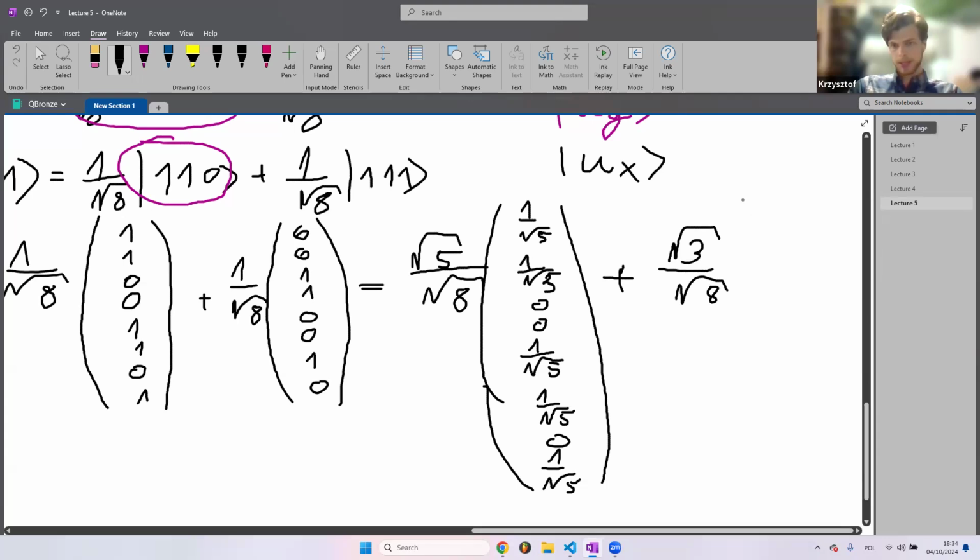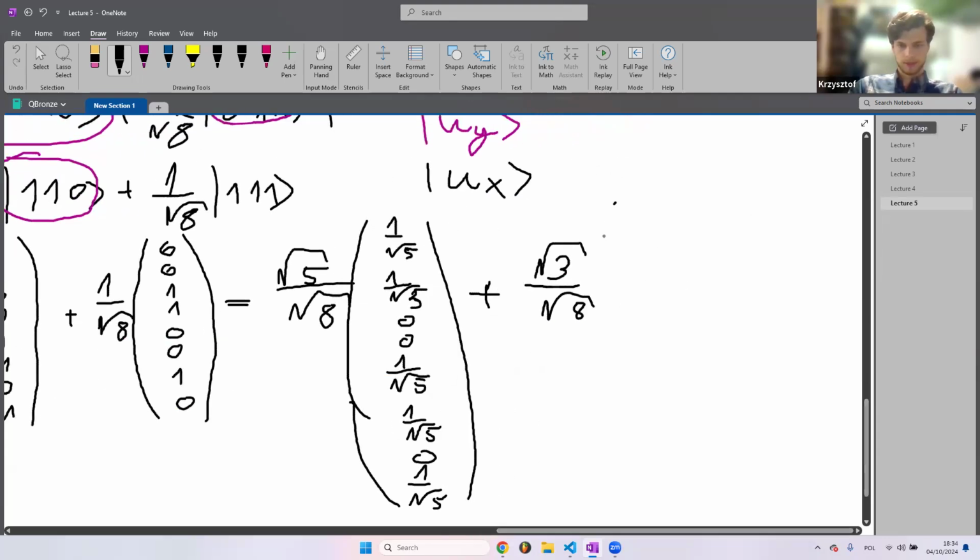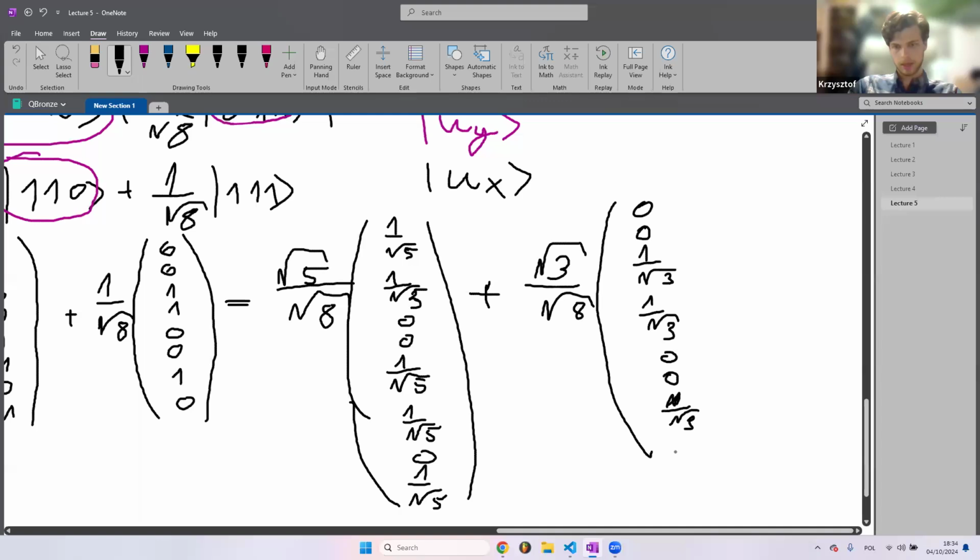So now I will do the same thing with the second vector. We have 0, 0, 1 over square root of 3, 1 over square root of 3, 0, 0, 1 over square root of 3, and a 0.